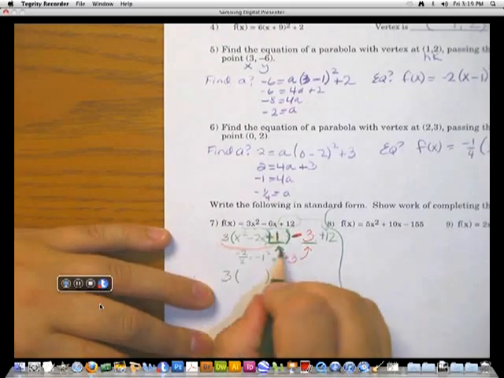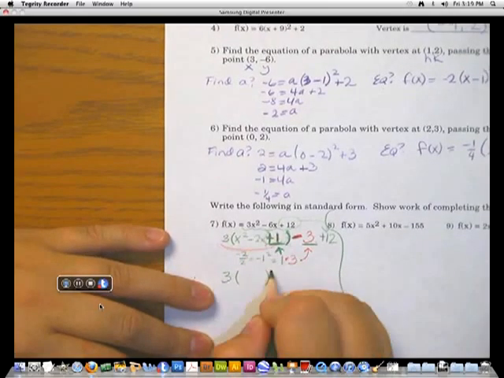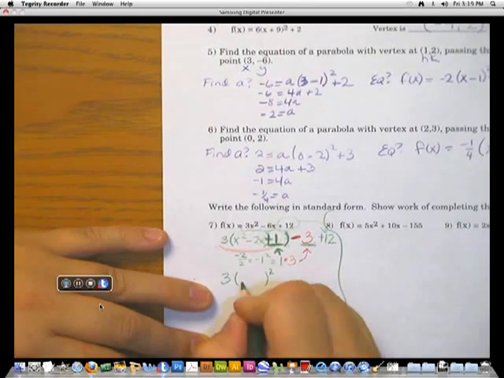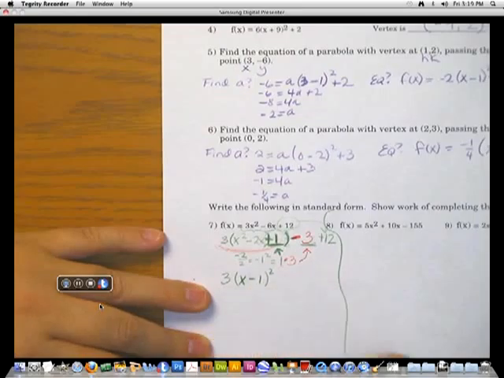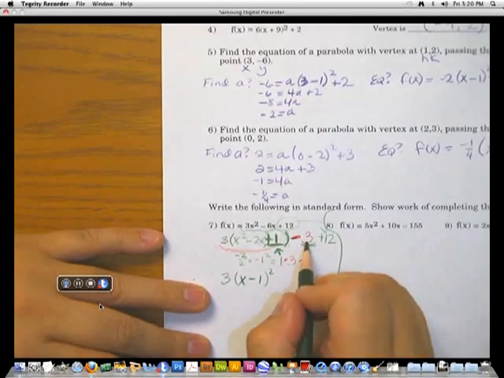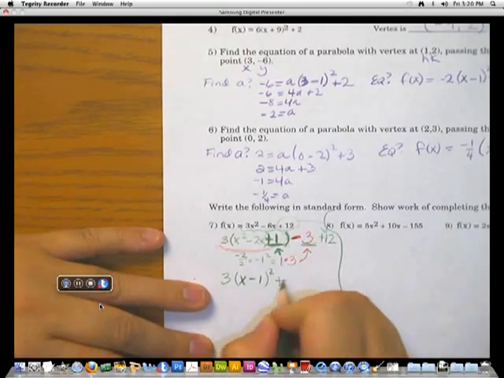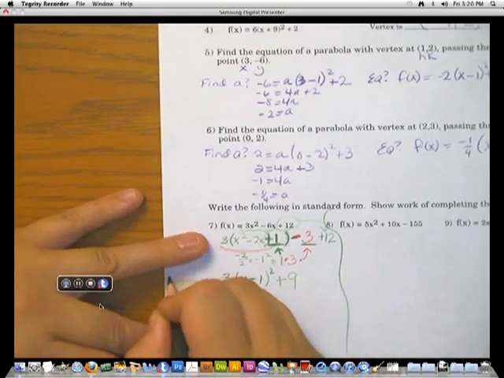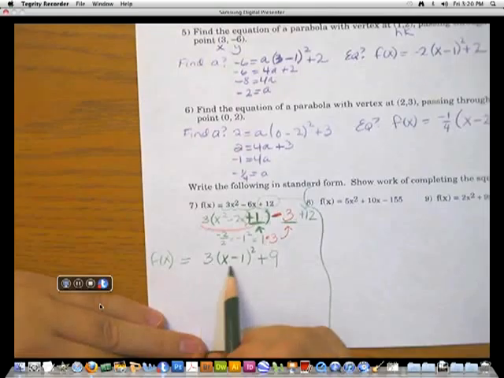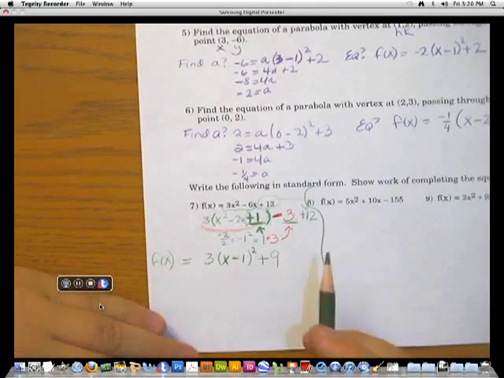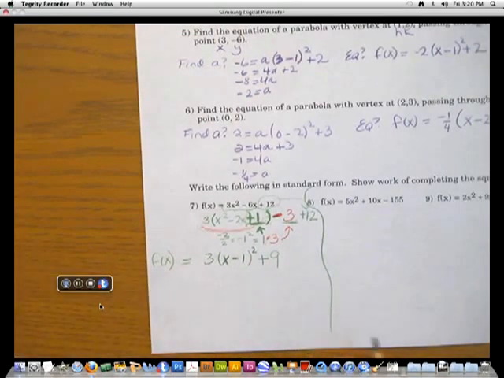Alright, so continuing with our completing the square, we're going to leave our 3. The reason we complete the square is because we know this makes a perfect square, and it's always whatever we got when we divided by 2. And now I get to combine minus 3 plus 12 for a positive 9. So f of x equals 3, x minus 1 squared plus 9. That is the work for completing the square.